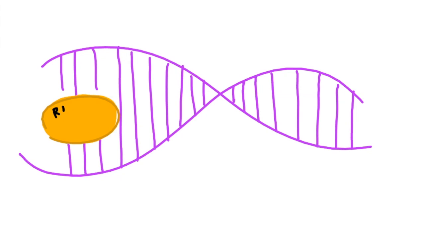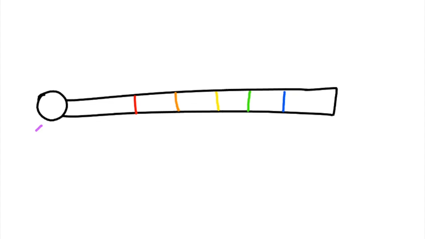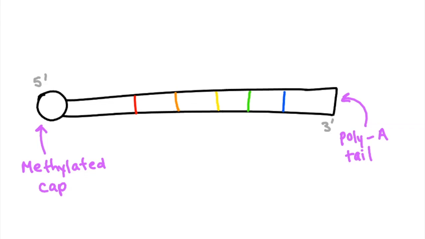So a sequence AC, GT, GC, the A is replaced by a U. So the messenger RNA sequence would look like UG, CA, CG. It has different codons that encode for specific amino acids.